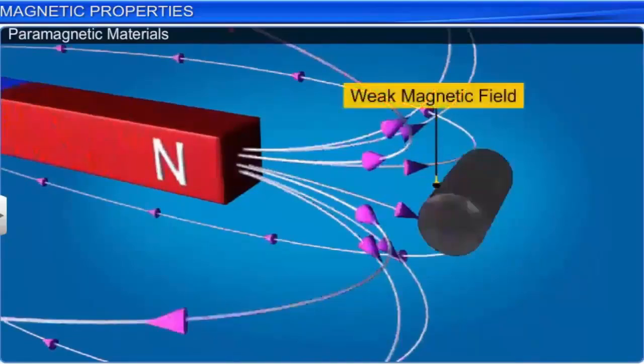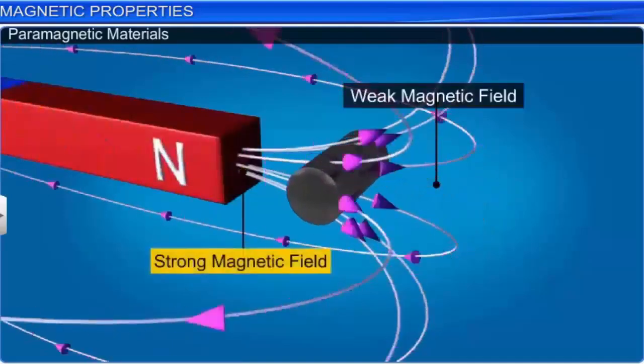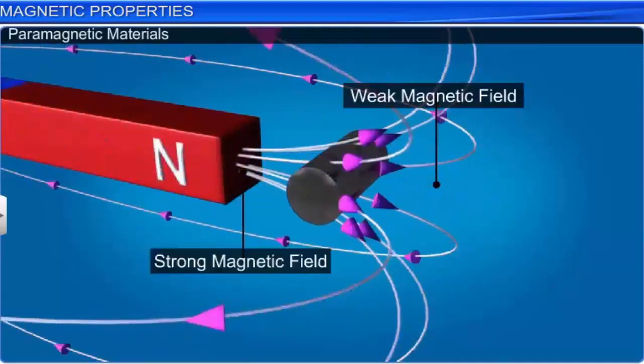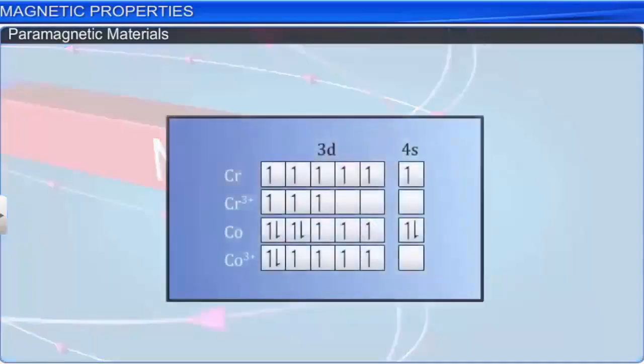Paramagnetism is due to the presence of one or more unpaired electrons which are attracted by the magnetic field. Some examples of paramagnetic materials are Fe3+, Cu2+, and Cr3+.